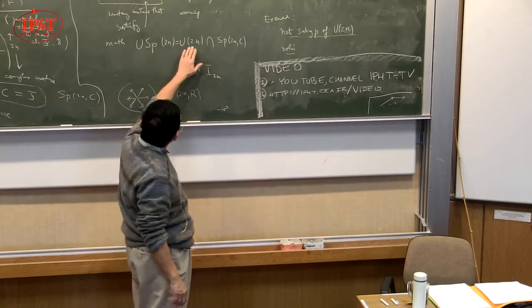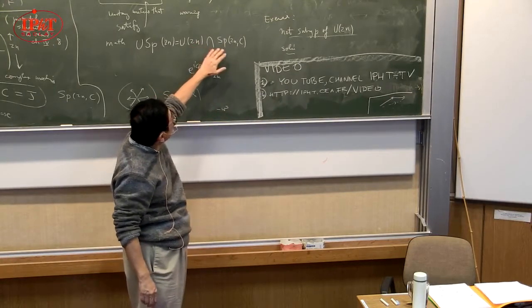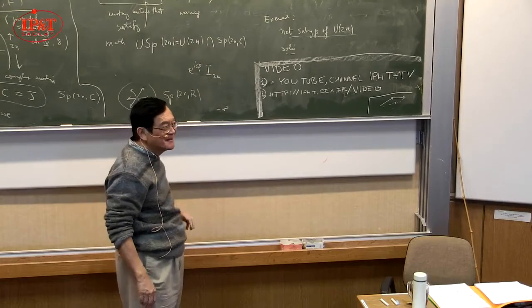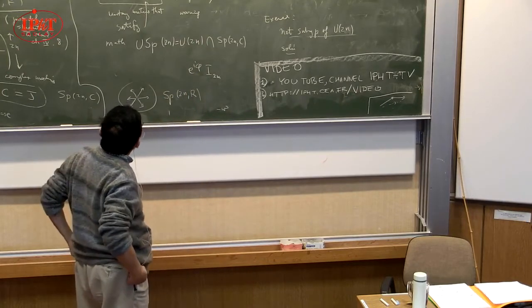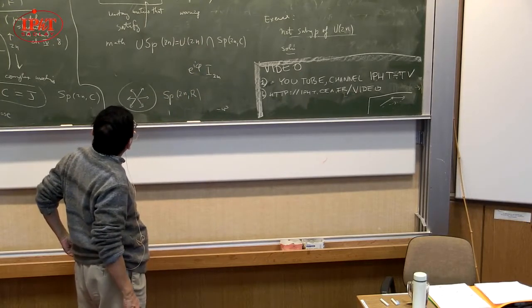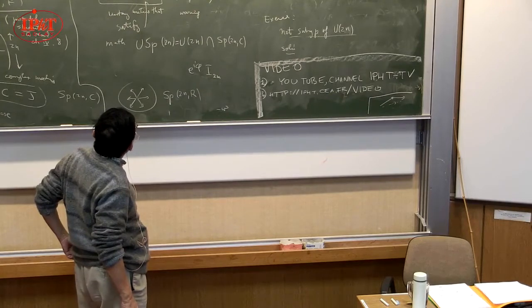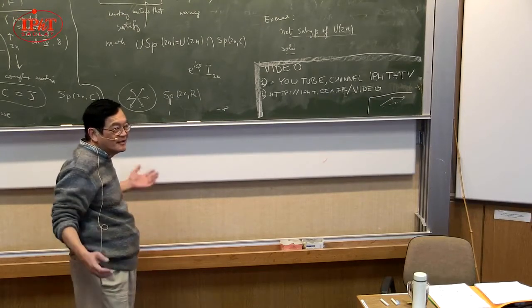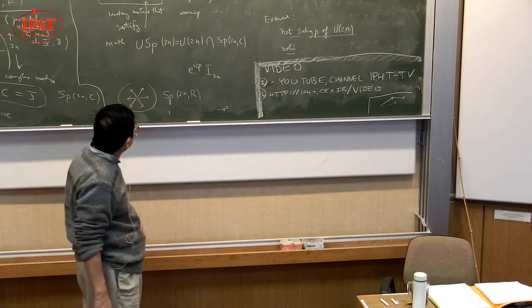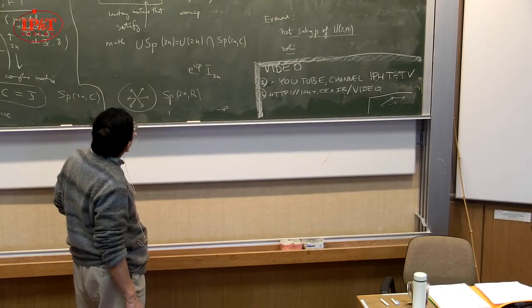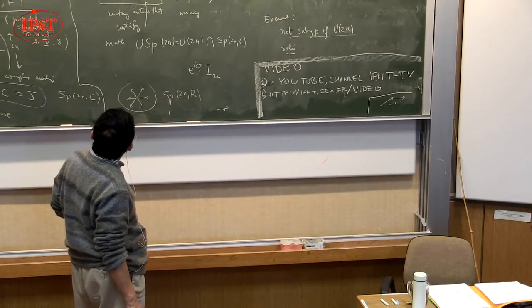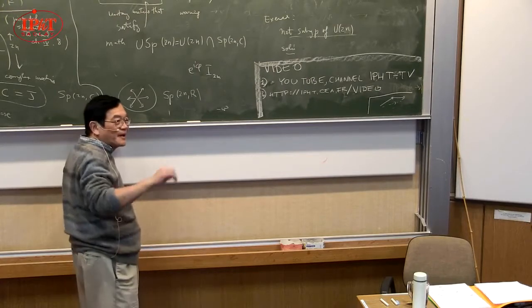So it's a subset. It's an intersection between these two groups. So this is fine. There are some elements which do not belong to USP2N. Of course, it's fine. There's no contradiction for a subgroup. If it's clear to everyone, then okay. We'll talk about this later.